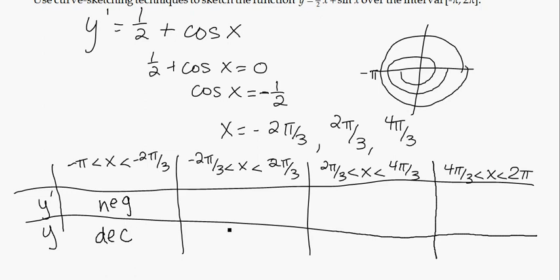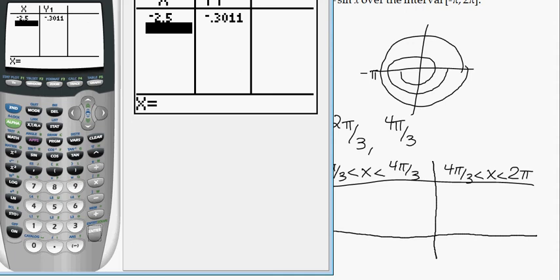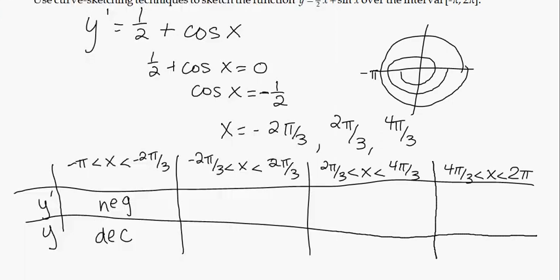Now we want to pick a value between negative 2 pi over 3 and positive 2 pi over 3, so I think 0 would be a good value for that. Back over here we can type in 0, and we see that we get a positive result. So we can input that into our table. This is positive, so it's going to be increasing. Again, now I want to pick a value between 2 pi over 3, which is roughly 2.09, and 4 pi over 3, which is roughly 4.1 something. So maybe I could pick x equals 3. So let's go back over to here.